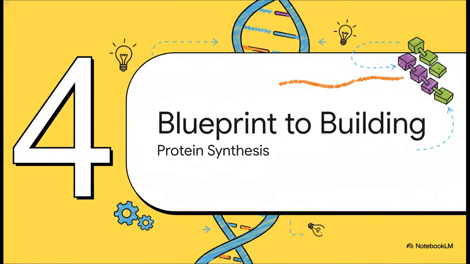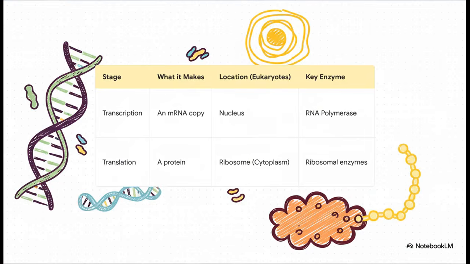So copying the blueprint is one thing, but how do you actually use it to build something? Well, that's the job of protein synthesis. This is a classic 2-step process. First, in a process called transcription, the cell makes a temporary copy of a gene. It's like photocopying a single recipe from a giant cookbook. That copy, called messenger RNA, or mRNA, then travels out of the nucleus to the cell's factory, the ribosome. And there, the second step, translation, happens. That's where the mRNA's message is read and used to build a very specific protein.